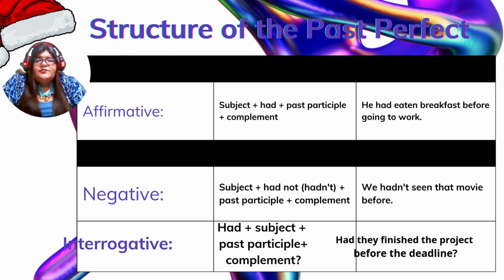Then we have the interrogative. Remember, when you want to make questions, the auxiliary verb will always come at the beginning. We have had plus the subject plus the past participle of the verb plus the complement plus the question mark. For example, had they finished the project before the deadline?